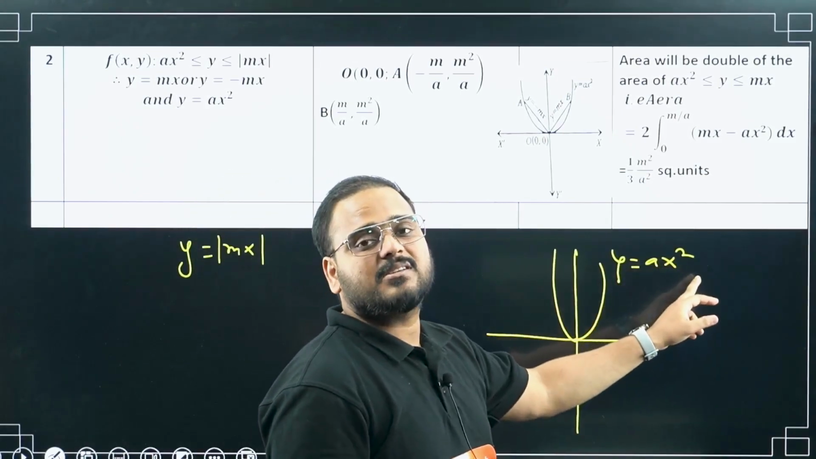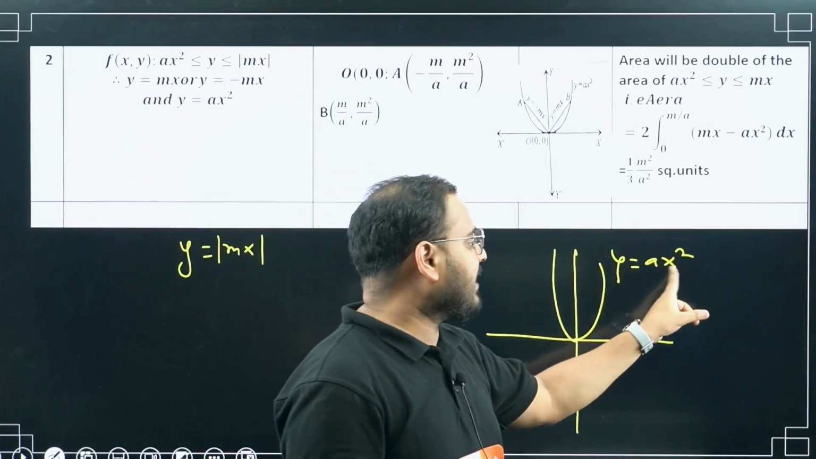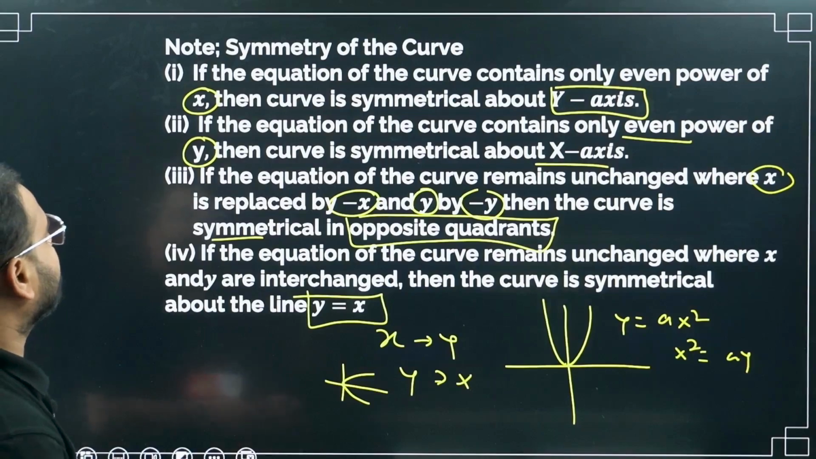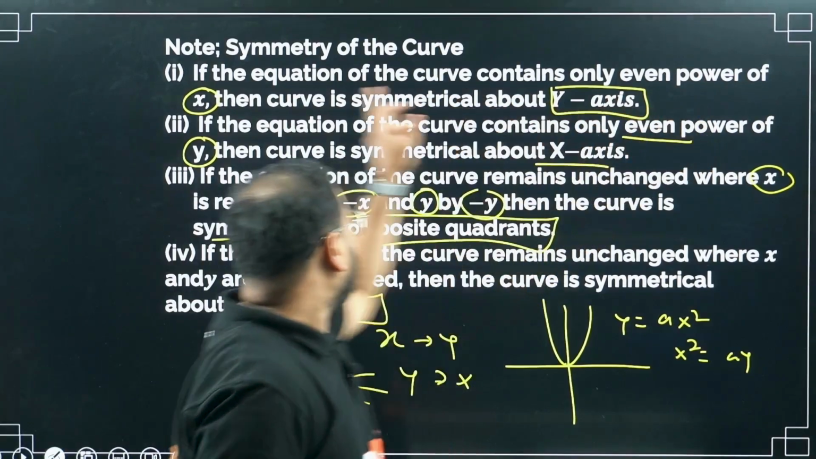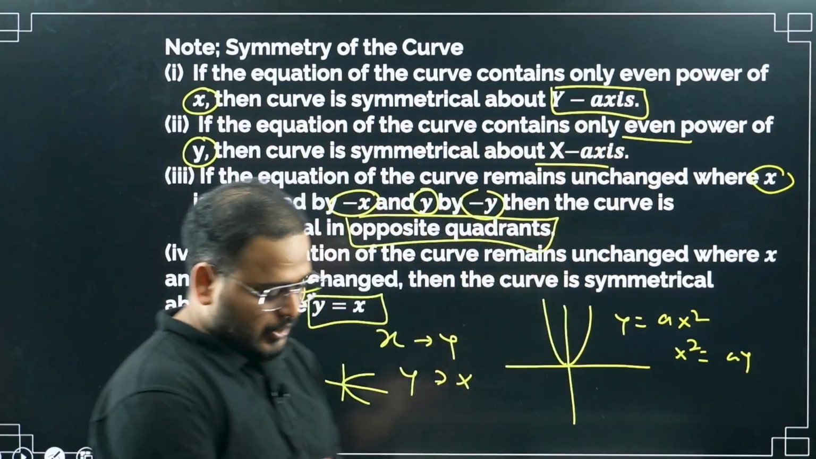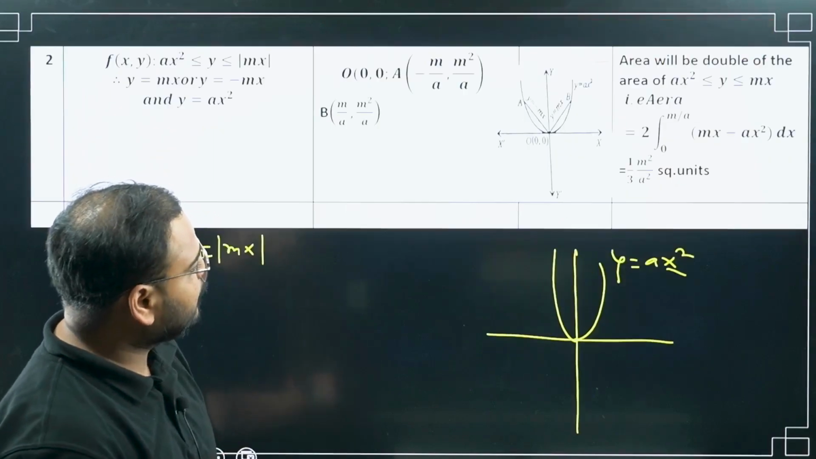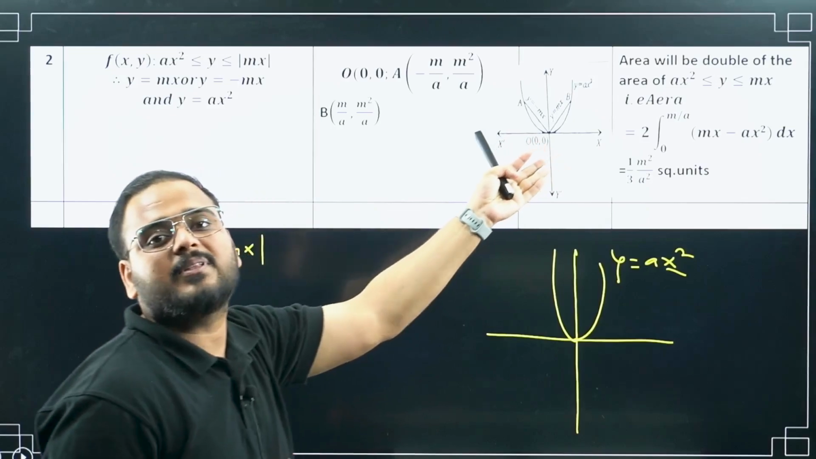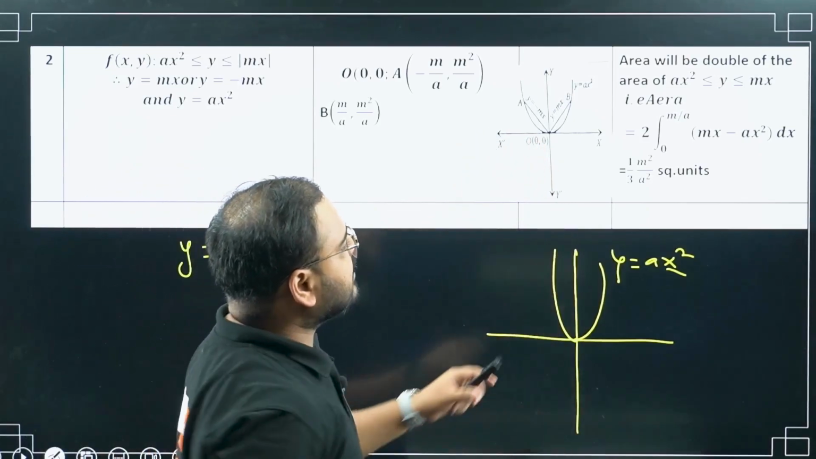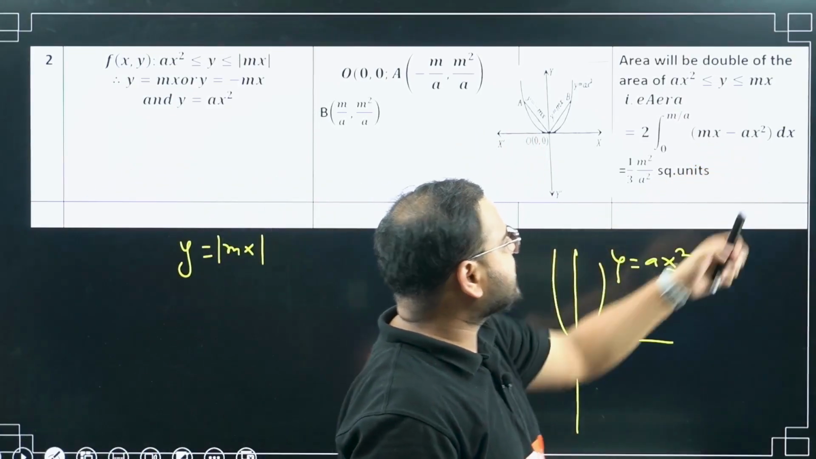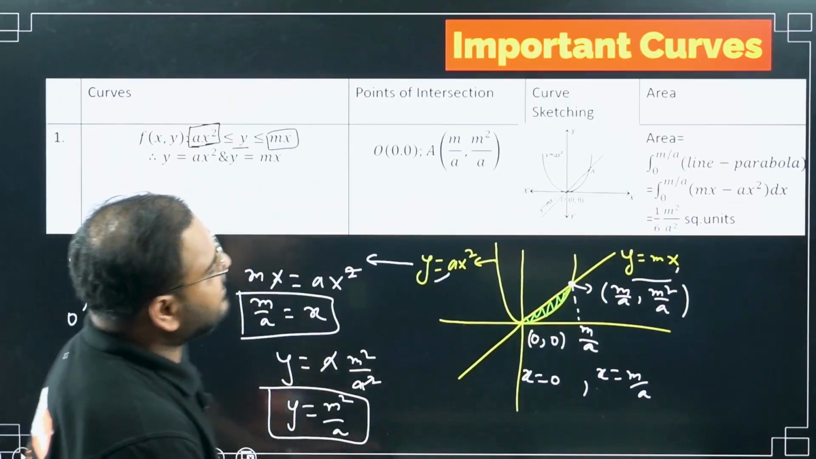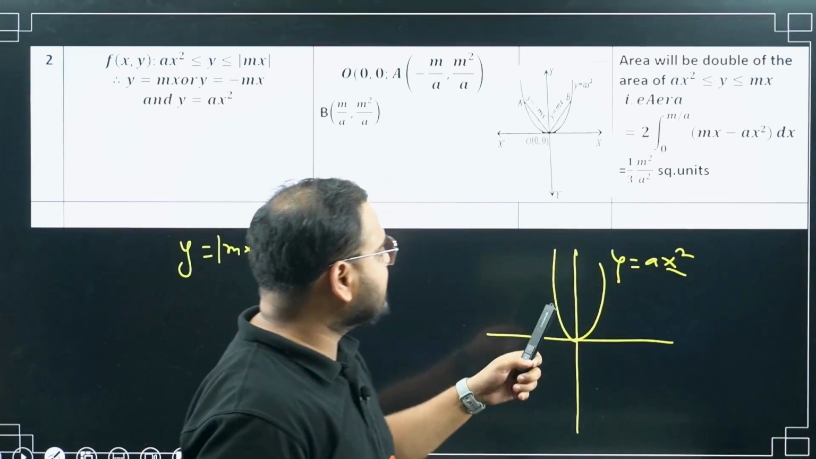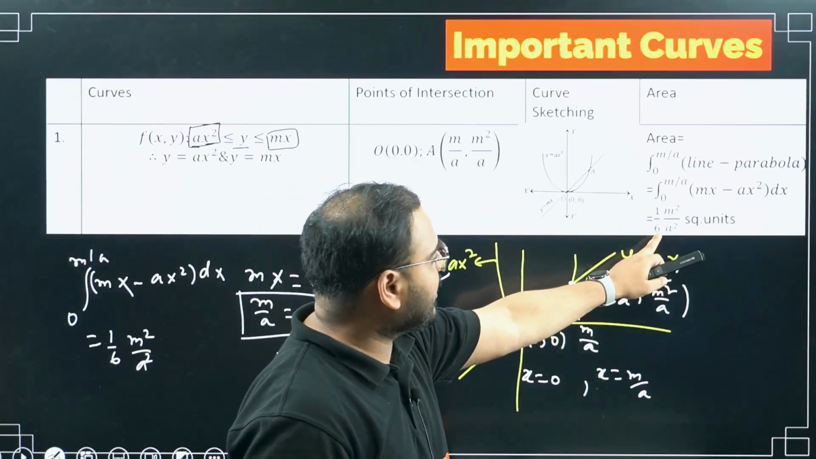x square means an even power of x is there. Even power of x means it is symmetric about the y axis. For that reason, I can just find the area of the right hand side and then multiply that by 2. So that's what is done here. We got this value, mx minus ax square, as 1 by 6 m square by a square. You multiply that by 2, so this 2 will cancel with the 6, and you're going to get 1 by 3.